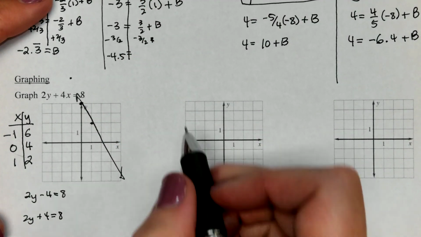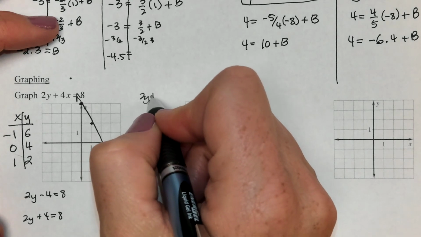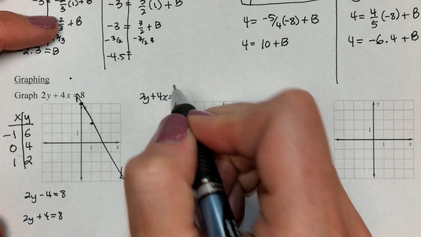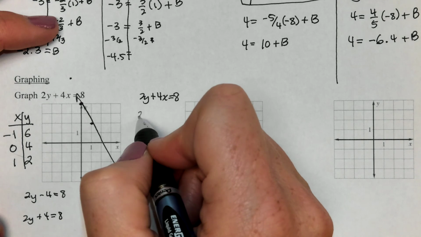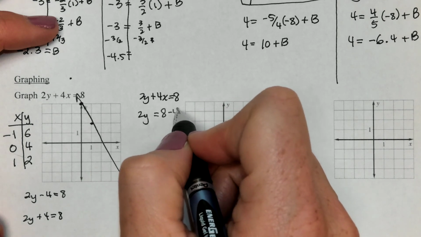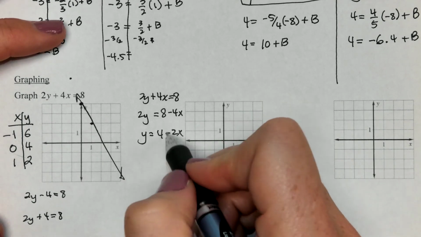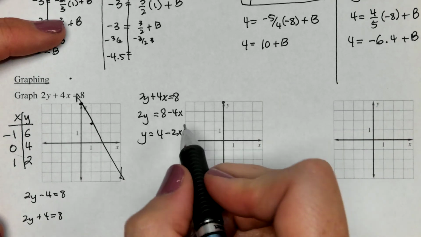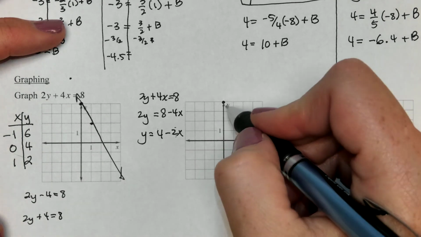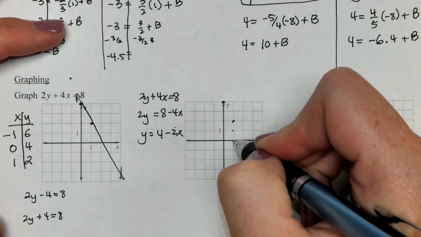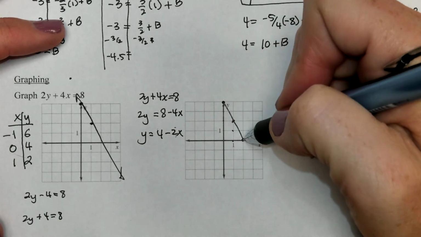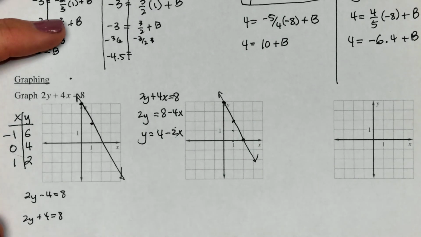Another way that you could do it is lots of people like to solve for y, like we were doing up above, because then you can pick out slope and y-intercept. So if I move the 4x over and then divide by 2, this is my y-intercept, that's where you would start, and then your slope is down 2 over 1, so down 2 over 1. And then you can connect, and that's another way to graph.